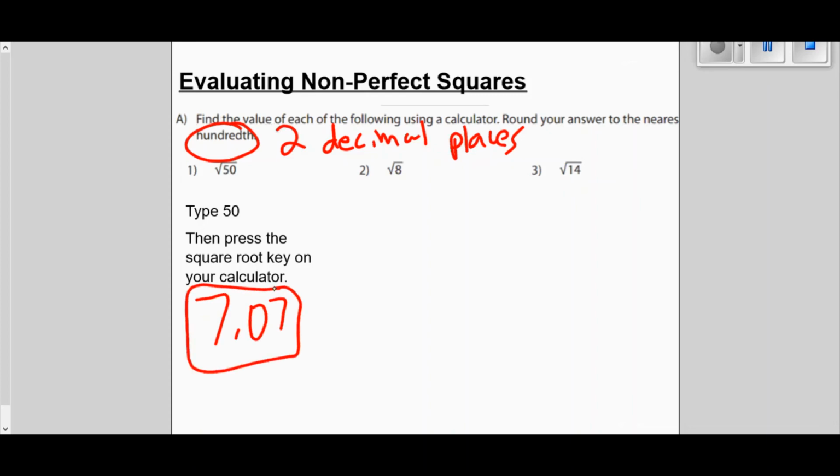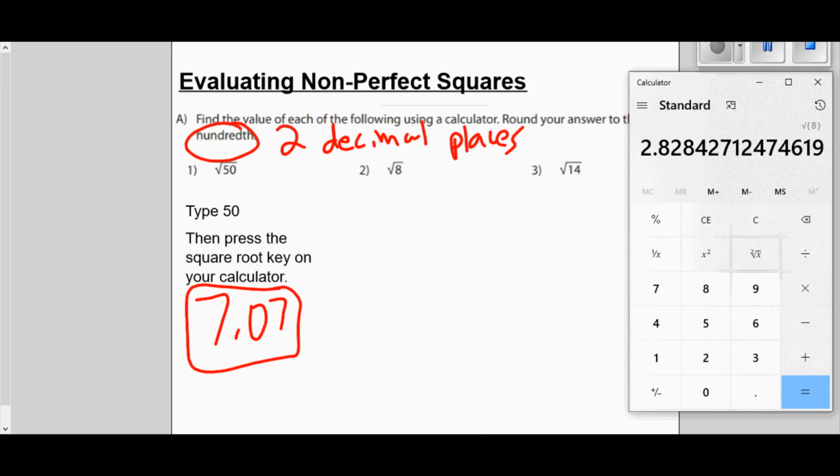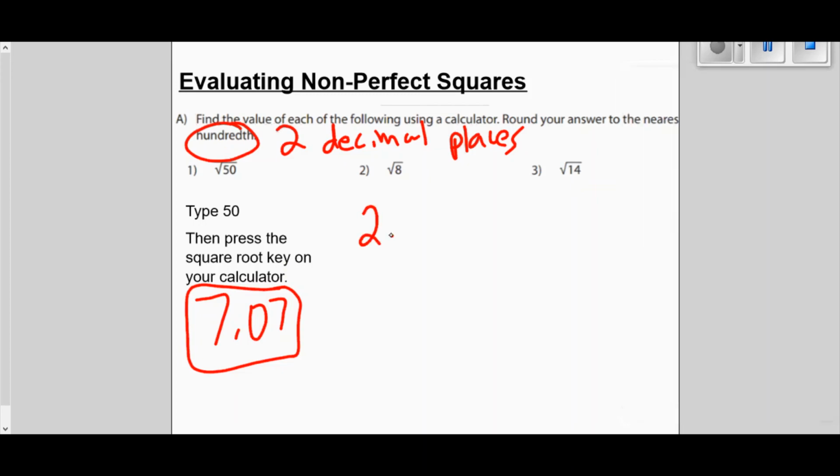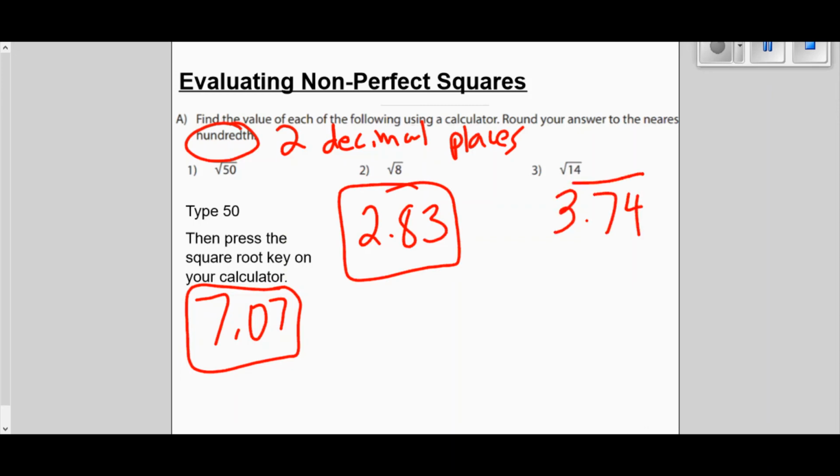Square root of 8, if you do that, 8, hit the square root key, you get 2.828. So the second 8 is going to round the 2 up, so it's going to be 2.83. And if you do the same thing for number 3, square root of 14, you're going to get 3.74. So those are your answers for those.